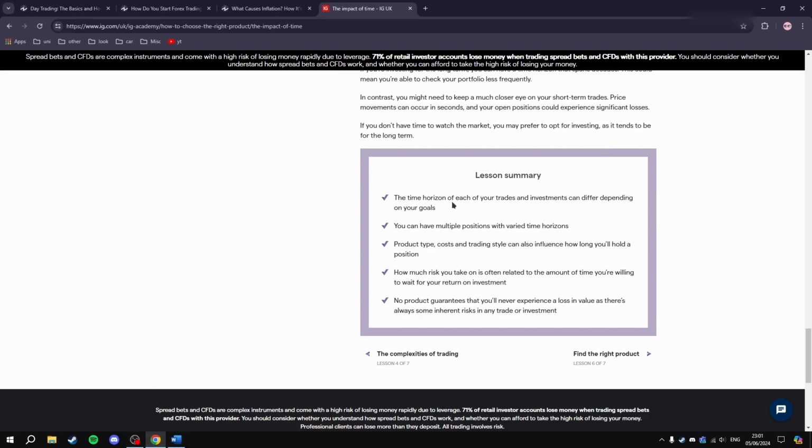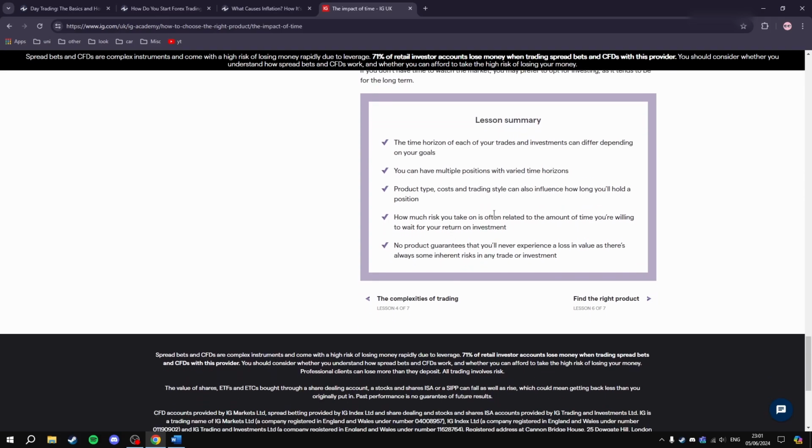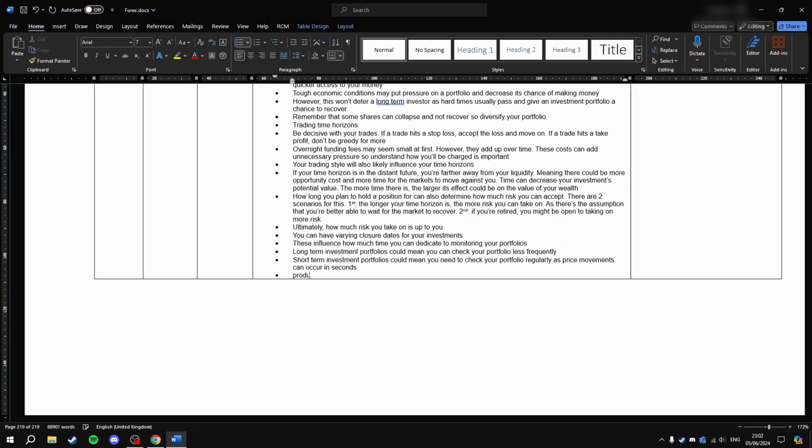As a summary, the time horizon of each of your trades and investments can differ depending on your goals. You can have multiple positions with varied time horizons. Product type, costs, and trading style can also influence how long you hold a position. How much risk you take on is often related to the amount of time you're willing to wait for your return on investment. No product guarantees that you'll never experience a loss in value, as there's always some inherent risk in any trade or investment.